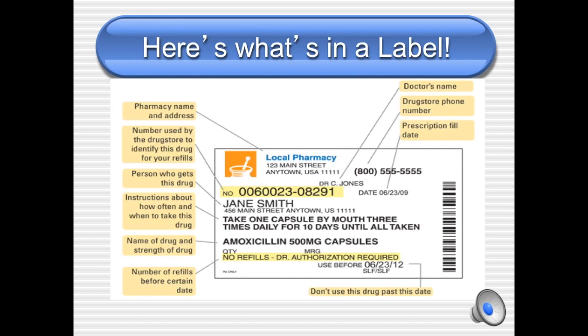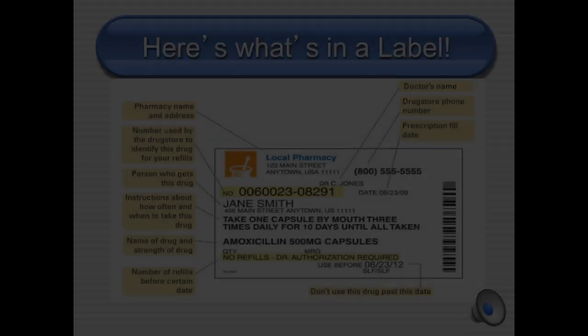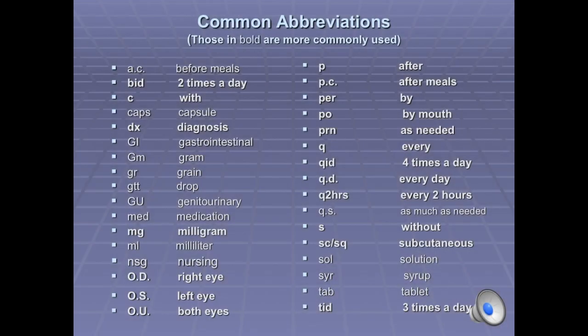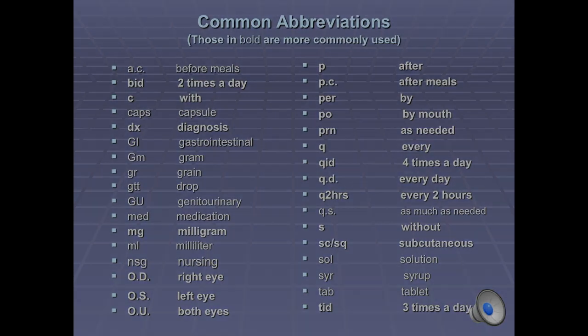The most important part of the label is the patient name, medication, dosage, and how often it is given, and let's not forget the expiration date. Here are some of the most common abbreviations you might see. The list can be a little overwhelming. If you see an abbreviation that you're not familiar with, seek out your school nurse for clarification. Never give a medication if you don't understand the directions.